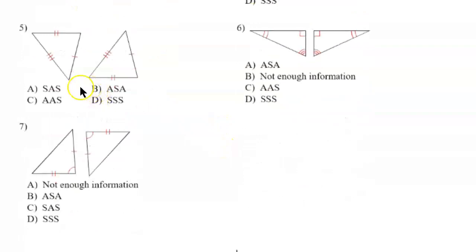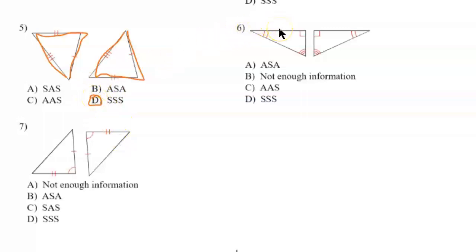So let's look at number 5. These are not touching, so there's no hidden piece of information. I have side, side, side, and again, if I went single, double, triple, I need to go single, double, triple, side, side, side. Both of those are side, side, side. So these are congruent by the side, side, side postulate.